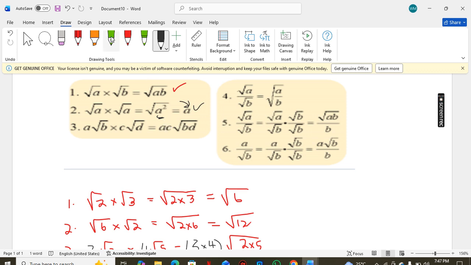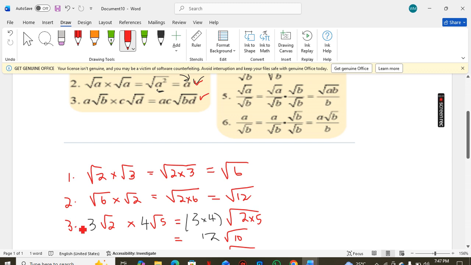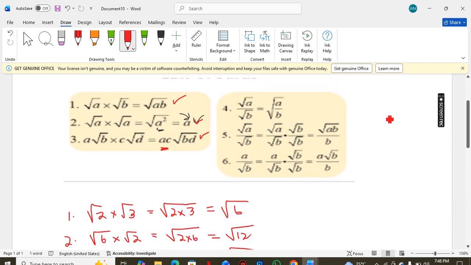Oh, little did I know, I also illustrated the third law here. Okay. Yes, which is from example 3 here. Have you seen? a root of b multiplied by c root of d gives a times c multiplied by the root of b d. Okay, so these are the rules which involve multiplication of surds. Alright, colleagues? I hope we're okay with them. Now move to the division rules.